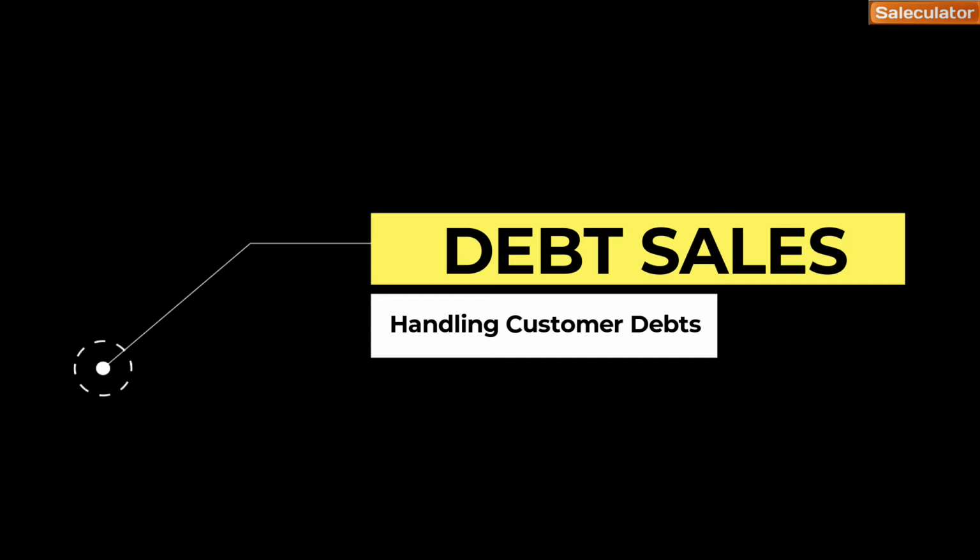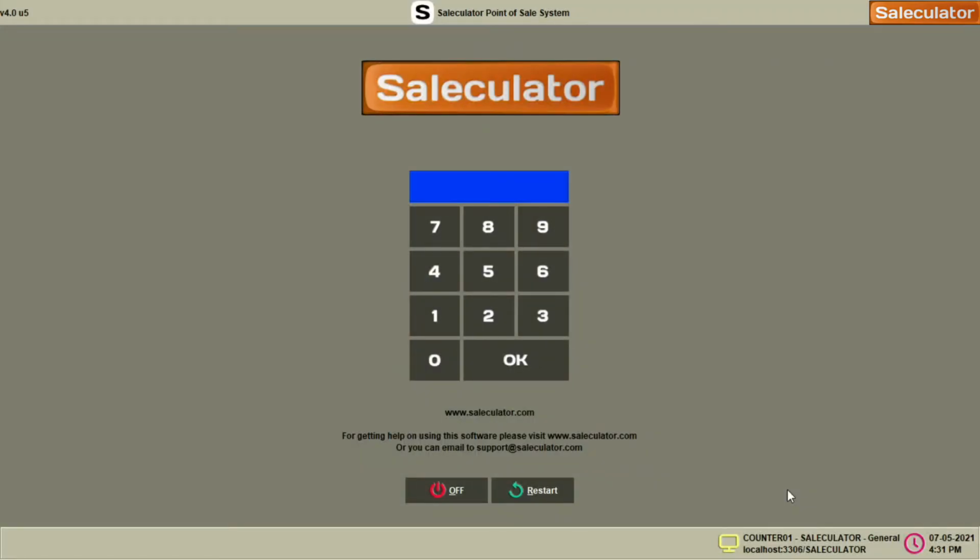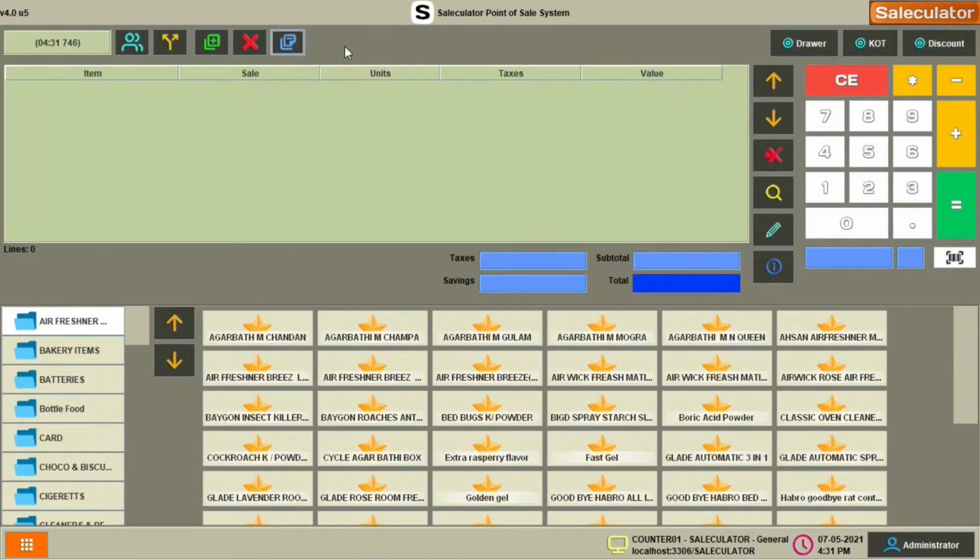In this video, I'm going to show you how to handle the customer's credit payments or debt payments, how to deal with the debt customers, how to maintain the records and stuff like that. Alright, so let's log into the Saleculator using the administrator password 1111. Okay, so we're on the sales screen, as you guys already know.